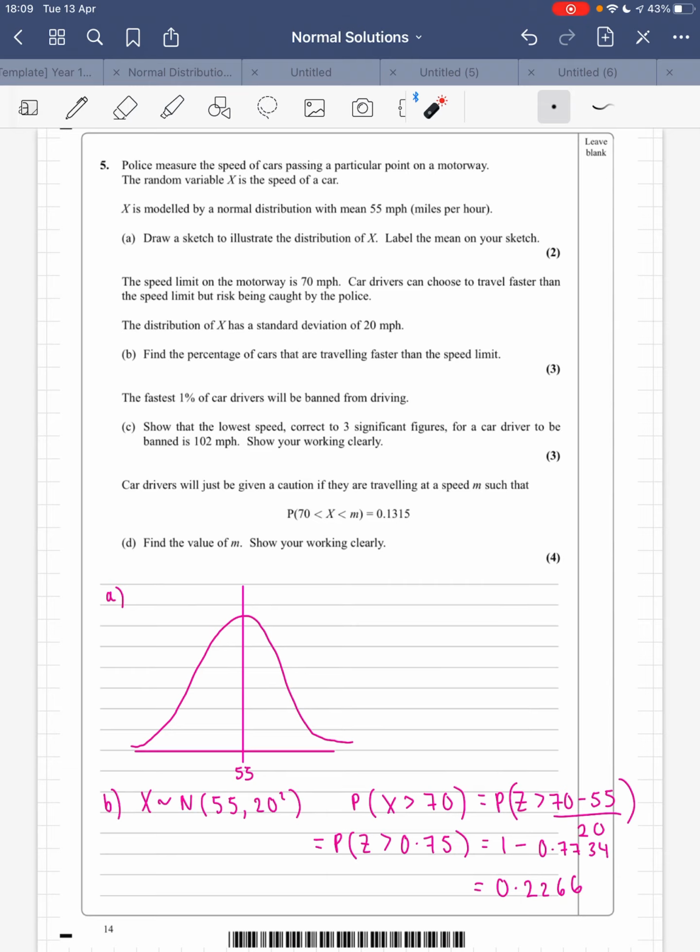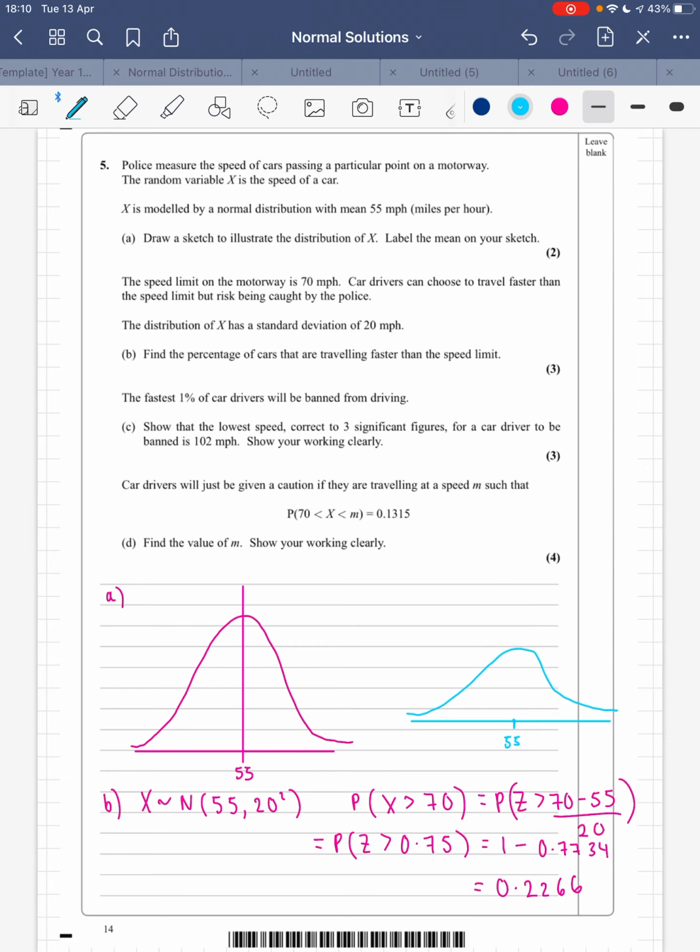There's my sketch. There's my mean, 55. As long as you get the basic shape and 55 is labelled on there, you don't actually need the y-axis. It's enough to just do this and make sure 55 is labelled. And that is 2 marks. Done. Really straightforward. And then part B starts using it.